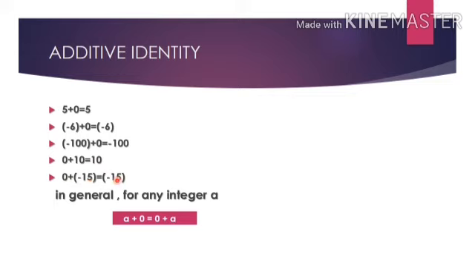It means if we add 0 with any number, we get the same number. Then 0 is called additive identity. Once more, 0 is called additive identity. It means if we add 0 with any number, we get that same number. In general, for any integer a, consider any positive or negative, a plus 0 is equal to 0 plus a. We get the same number.